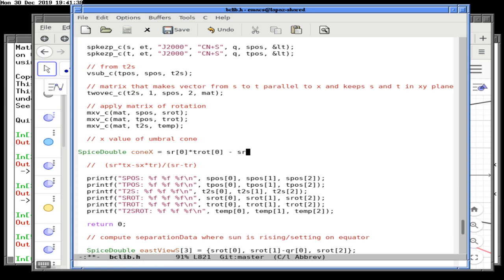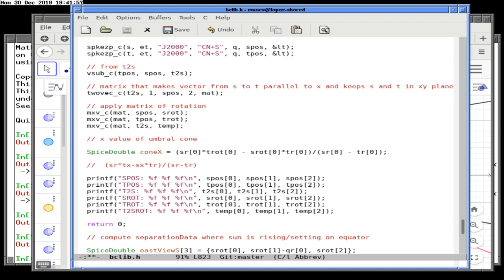All right, so S rot 0 times T R, which is, of course, T R 0, the whole thing over S R 0 minus T R 0. Okay? So that's where the cone is going to have its X value.